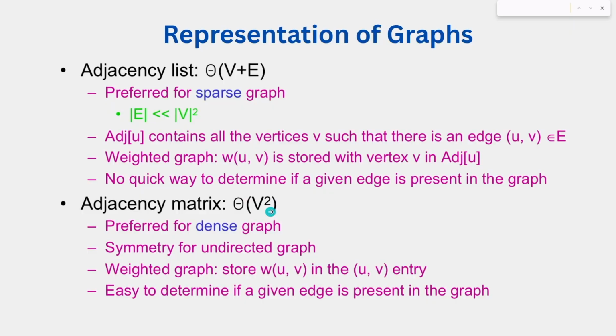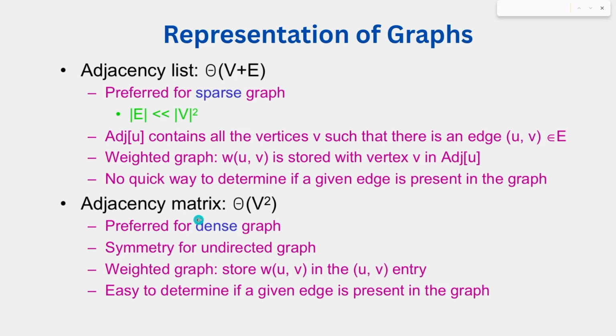The next way of representing graphs is the adjacency matrix representation. Here the complexity is order of vertices squared. As I said, we capture the edges between every pair of vertices, so we represent this in the form of a matrix, and so it is vertex squared complexity.